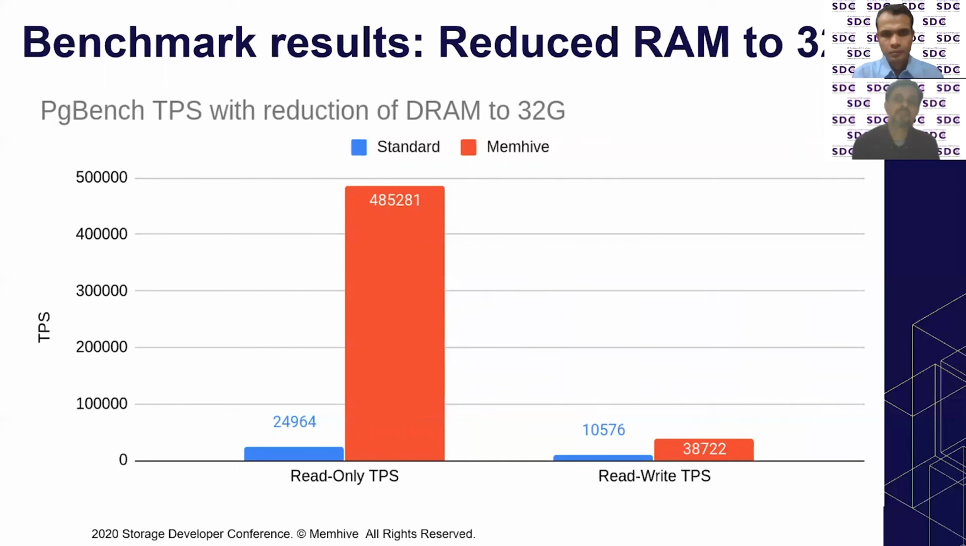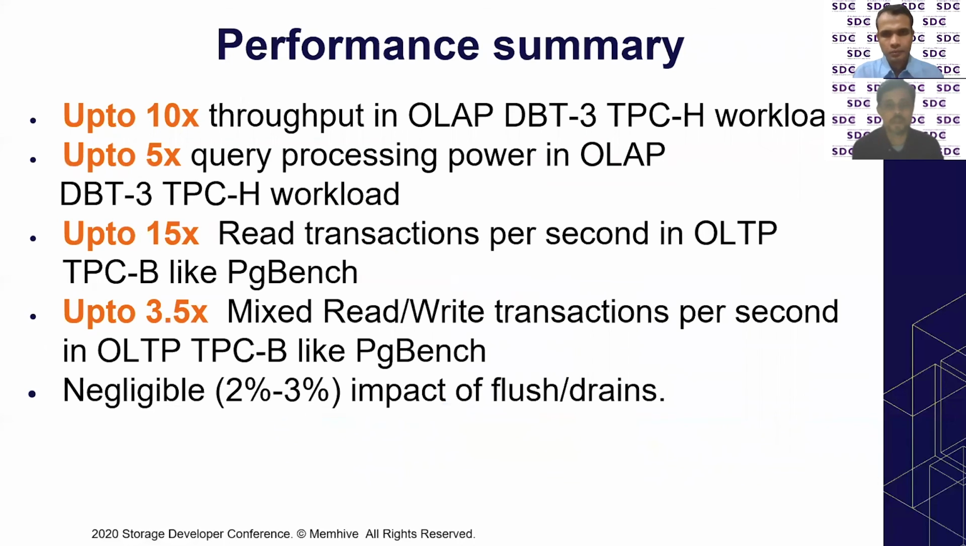So even if we reduce the DRAM, the persistent cache provides such a good advantage that it is not reducing the transactions per second at all. We can clearly see that both the read-only transactions per second and read-write are very similar to the previous test that we have done. Next. So here is a quick summary of what I've shown in the previous slides.